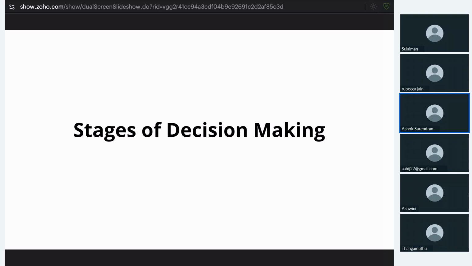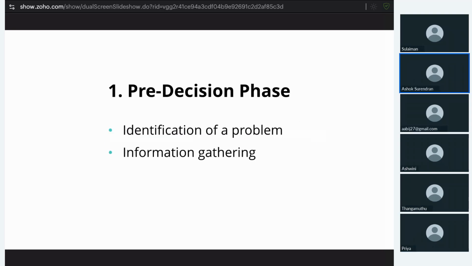Which slide are you currently seeing? Stages of decision making. Stages of decision making. Yeah.